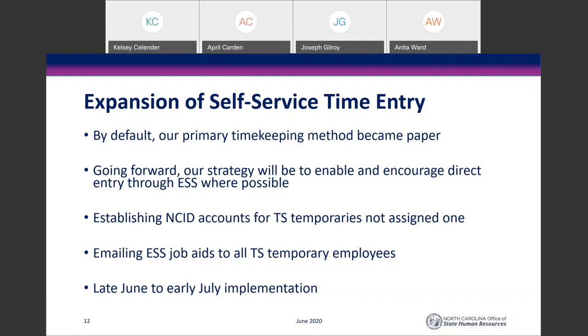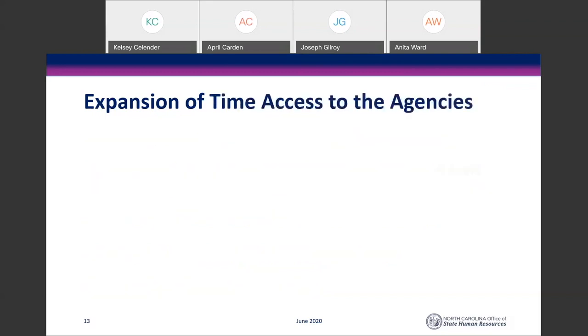Our time frame on this, again, is from late June to early July, and that's to get the NCID accounts established for those 100 or 200 individuals that need them, and also to communicate out those job aids to the temporary employees. Our plan is to make sure that the agencies are equipped to assume the responsibility of all of those time entries. So we'll speak to that in the next slide here.